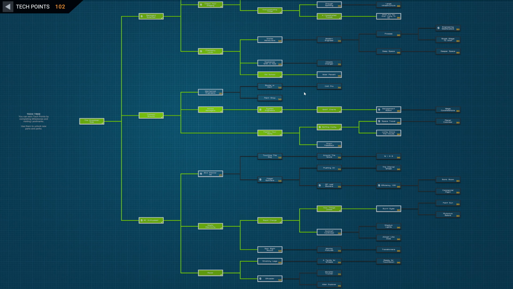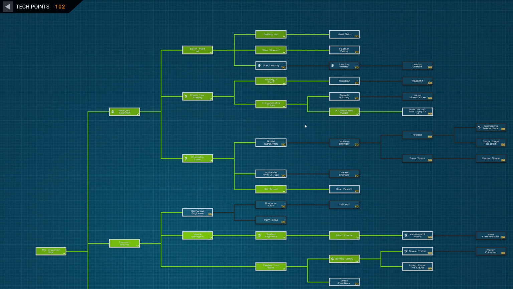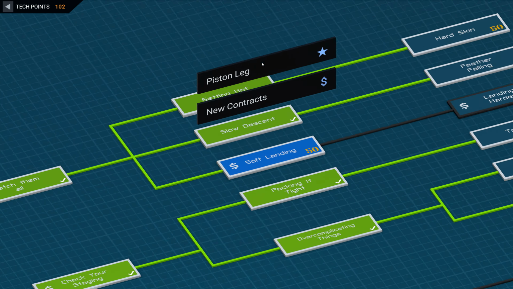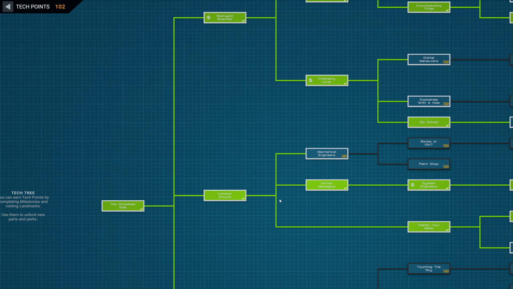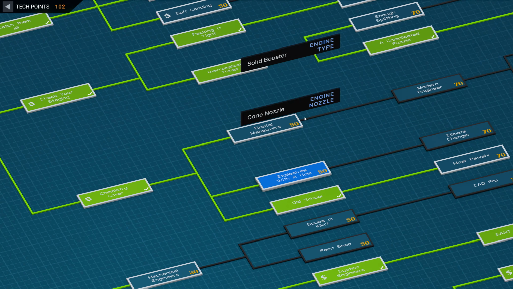So, what I want to do is I want to be looking for... Let's see, that's going to give us the piston leg. Whoa, that was not what I wanted. Back into the tech tree. Okay, so the piston leg is not really what we're looking for.